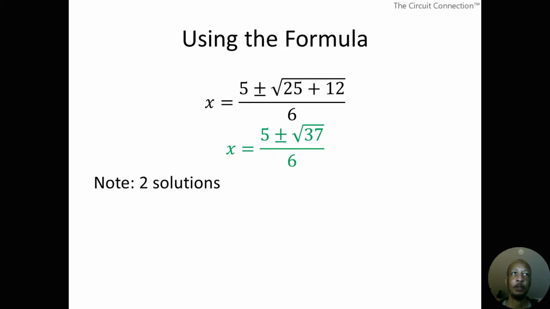And just make a note that you have two solutions. Okay, so you got two solutions for this one. You don't always have two solutions. And so we'll see with more examples what are the other cases that you could have.